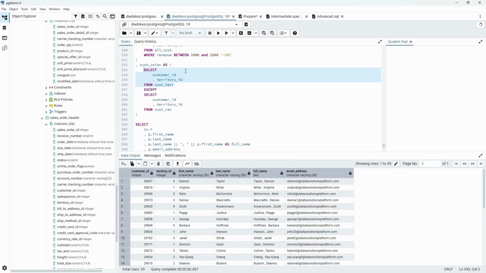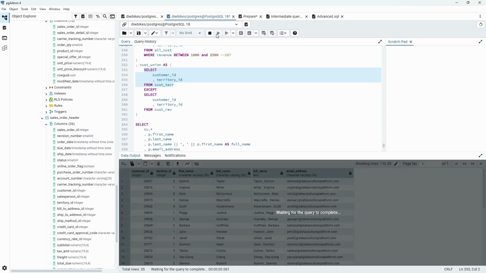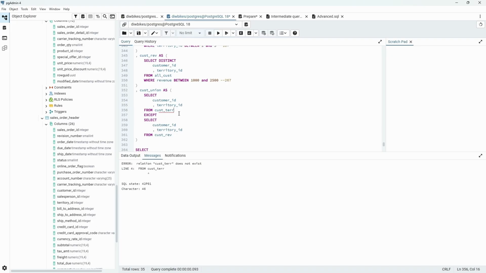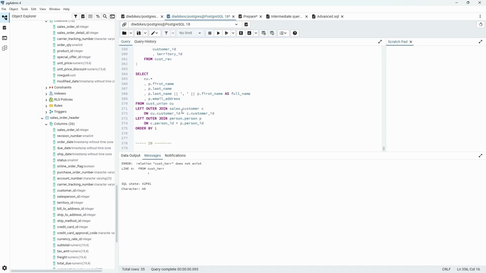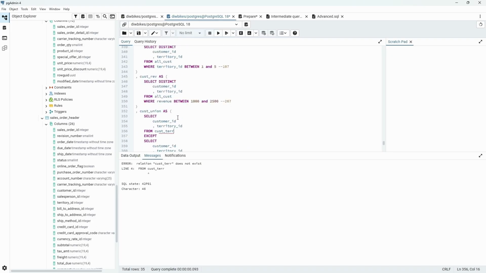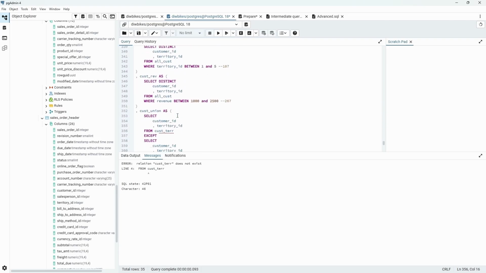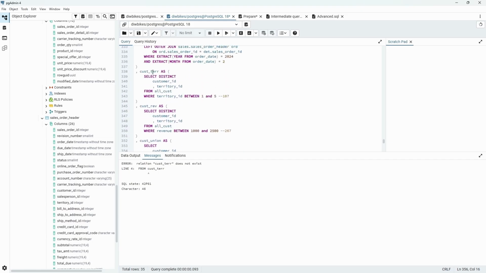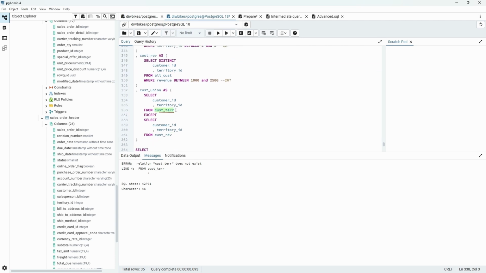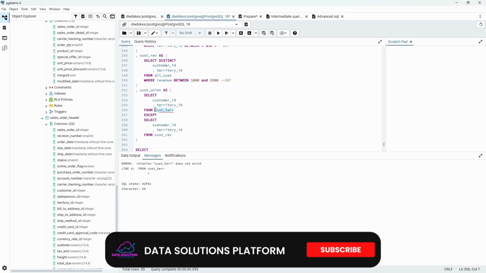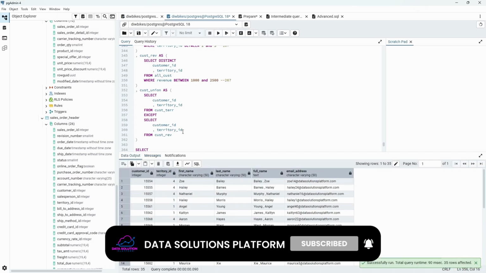At this point, what we are looking for is customer and territory that exist in this particular territory criteria, and then what does not exist in the revenue criteria. So let's run that. It should work. Because we didn't comment this, it says this doesn't exist. Let's quickly look at that. Customer territory does exist. We have to troubleshoot, guys. It should work. Okay, beautiful.